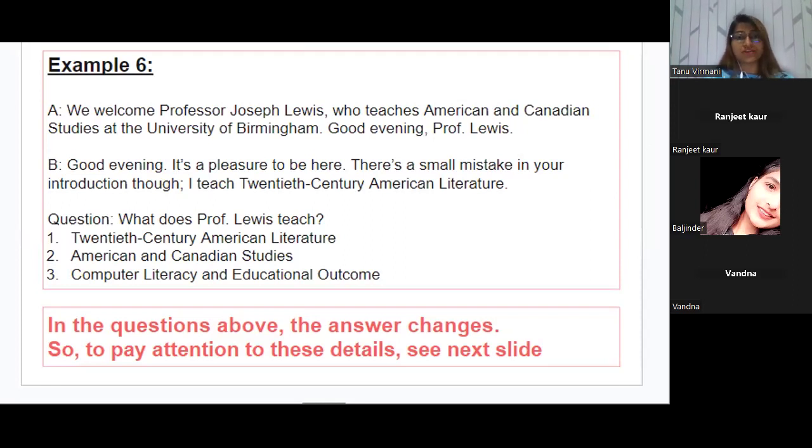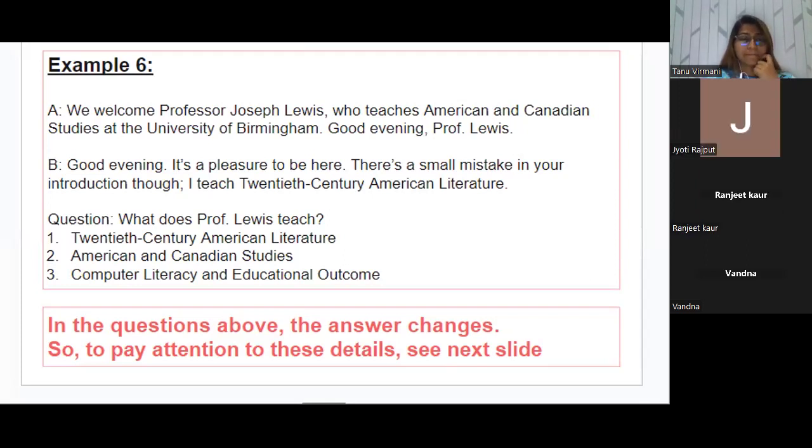So quickly read it and find the answer. We welcome Professor Joseph Lewis, who teaches American and Canadian studies at the University of Birmingham. Good evening, Professor Lewis. Good evening. It's a pleasure to be here. There's a small mistake in your introduction, though. I teach 20th century American literature.